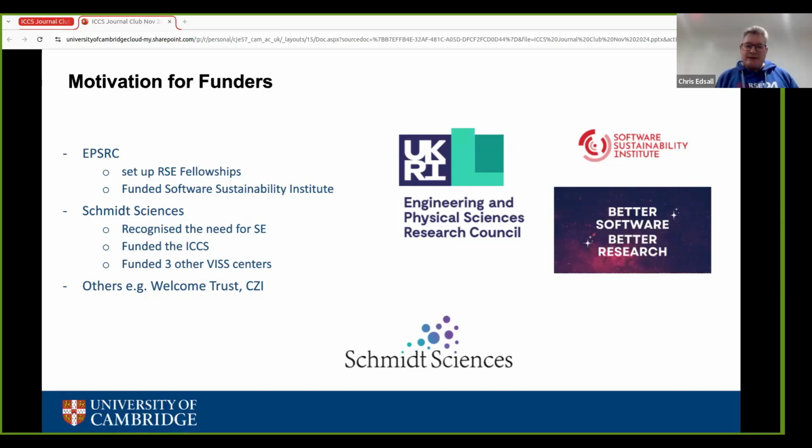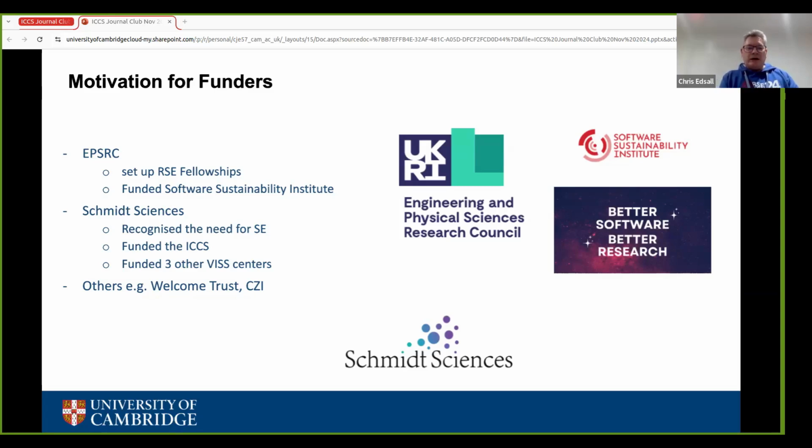So the EPSRC funded these fellowships. They also fund an organization called the Software Sustainability Institute, which has some people in it, and they put on events, and they also do fellowships, not big 5-year long ones, but small fellowships. If you're an RSE and you have an idea that you think is worthy, they have periodic calls for their fellowships. I think one has just closed recently. And they also have my favorite slogan, better software, better research. And in fact, you could probably sum up the entirety of this talk. If you only take away one thing from it, it should be those 4 words: better software, better research.